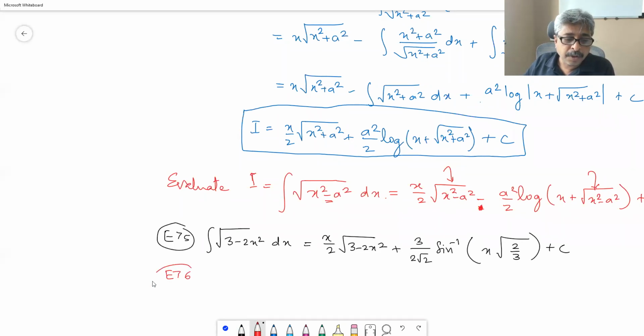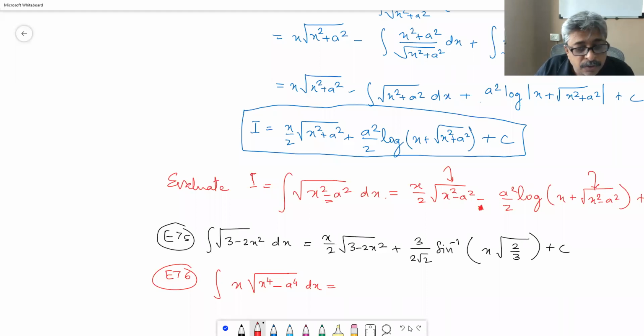E76. Integral x radical x fourth minus a fourth dx is equal to. Okay, solve this.